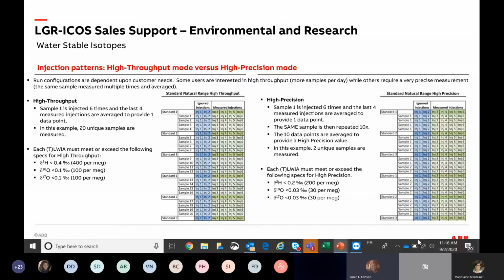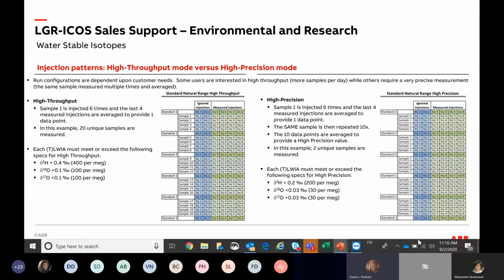In this example, you'll see that 20 samples are measured. For example, in between standards 1 and standards 2, you'll see samples 1, 2, 3, and 4, and so on. Also listed here are the specs for high throughput mode. For deuterium, it's 400 per meg, and oxygen 18 and 17 are both 100 per meg. However, on the right side of the screen, you'll see an example of high precision mode.